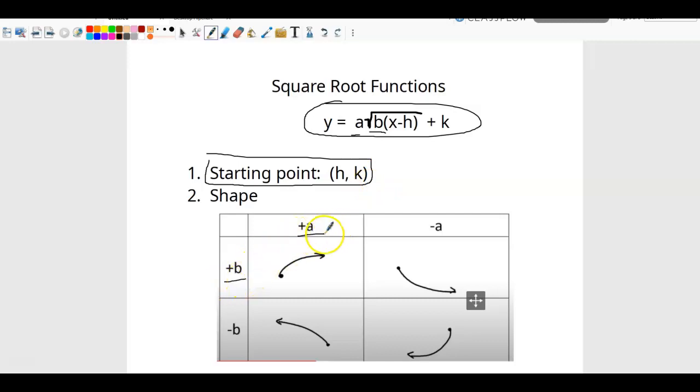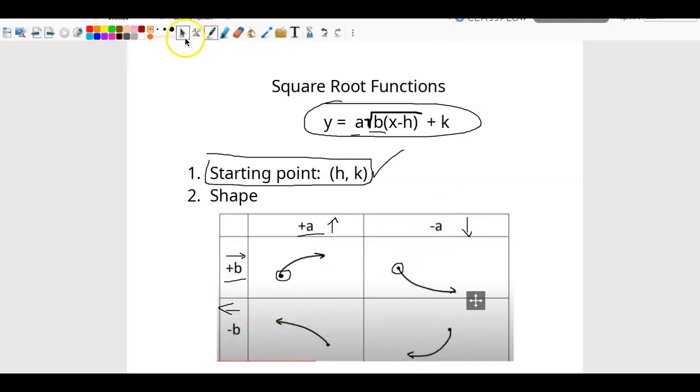So if both a and b are positive, then it goes this way. The a tells us whether we're going up or down. The b tells us whether we're going to the right or left. So this graph, for instance, is going in an upward and rightward direction. For this one, since the a is negative and the b is positive, we're going in a down and right direction. And by the way, this dot right here on these is that starting point that we talked about. If b is negative and a is positive, we would be going up and left. And if they're both negative, we would be going down and left.